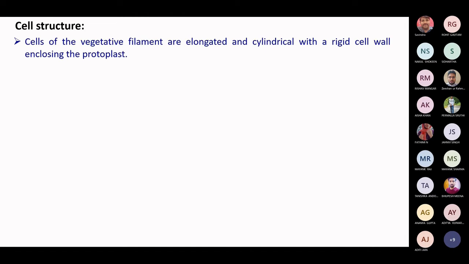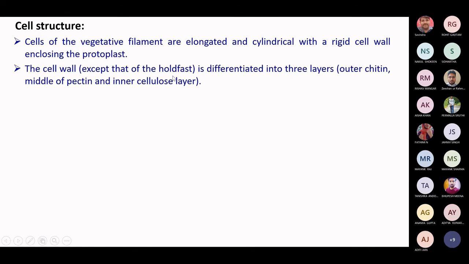Then we come to the cell structure. The cells of the vegetative filament are elongated. You all have seen that. They are cylindrical with a rigid cell wall enclosing the protoplast. The cell wall, except that of the holdfast, is differentiated into three layers: outer chitin, middle pectin, and inner cellulose layer. So this point is for your theory part. Okay, no need to mention this particular point in your practical, because you cannot see whether it is made up of cellulose or not.